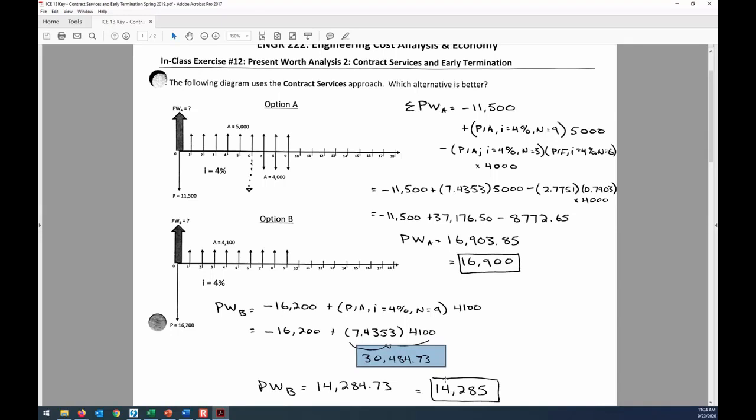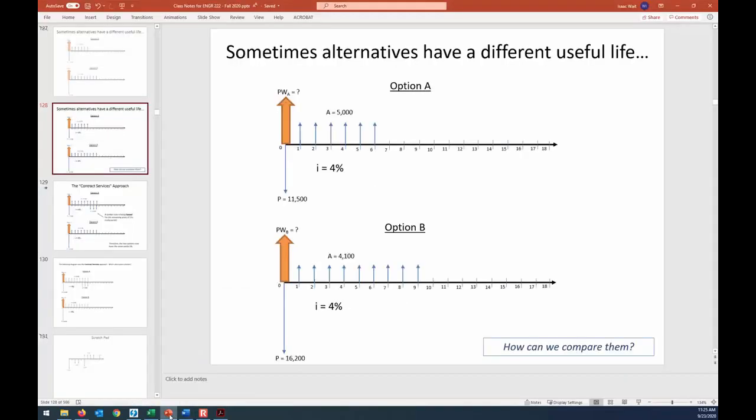All right, so any questions about contract services? The general idea, remember, is that we lengthen the cash flow diagram that's too short in contract services.